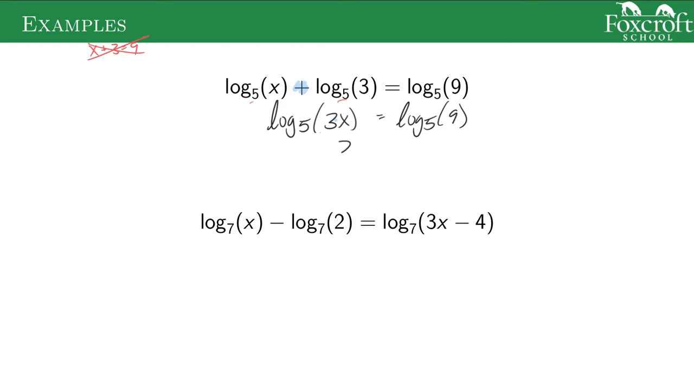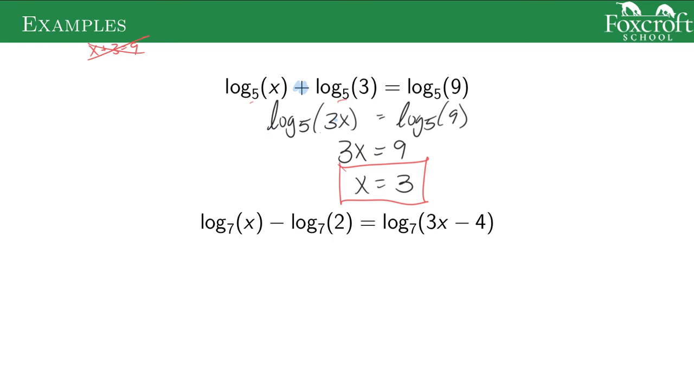Now I can just say 3x equals 9. Dividing by 3, I get x equals 3. All right, and again, I try to plug it in. If I plug in 3 here, it's just 3, a positive number, so it actually is the answer. The answer is x equals 3.